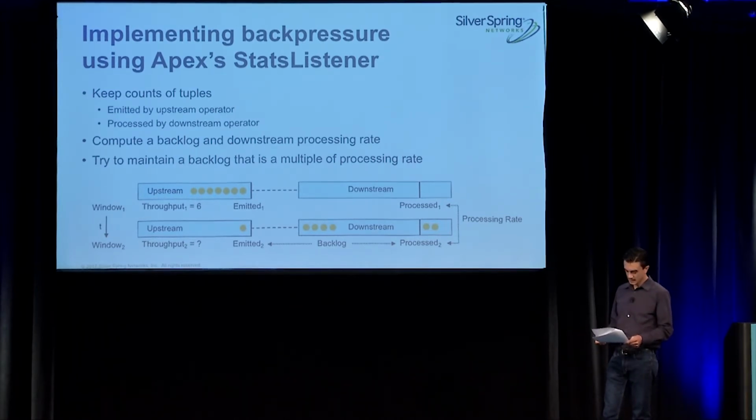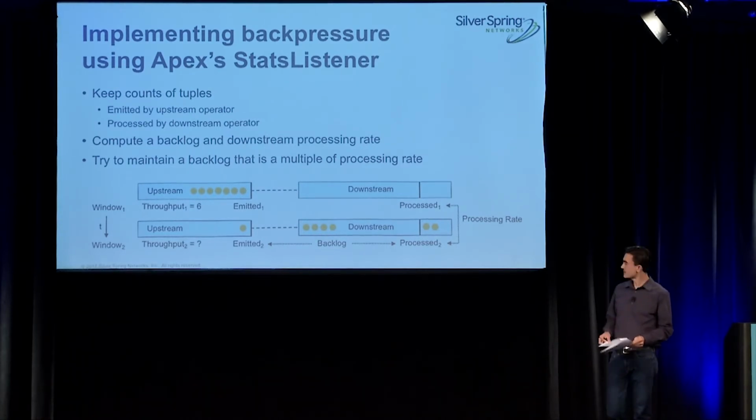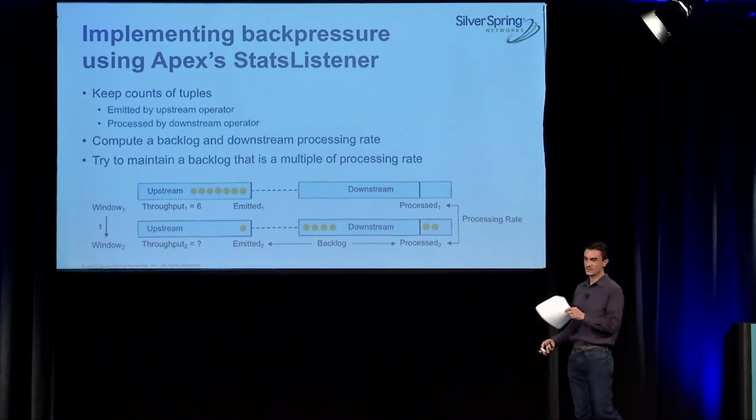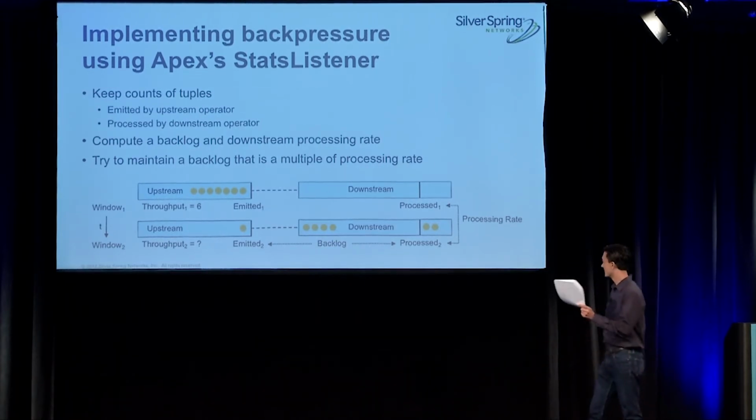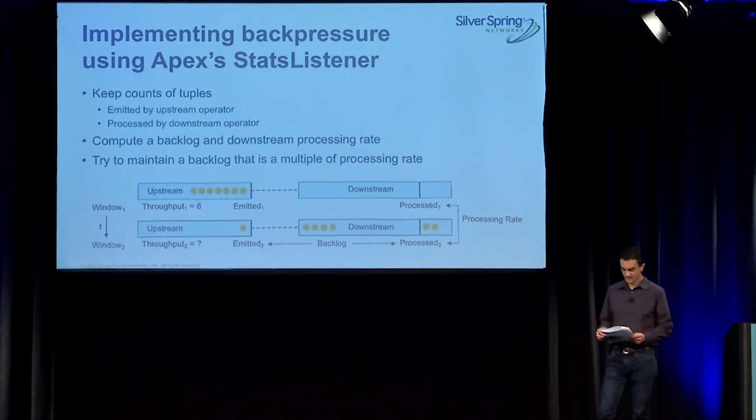Here you can see orange circles representing tuples and two processing windows. In the second processing window, the backlog is 4, and the processing rate was 2. If we were to assume a target backlog multiplier of 3 and a minimum processing capacity of 2, let's say these are in units of thousands to make it more interesting, then the next throughput would be 2,000, let's say.